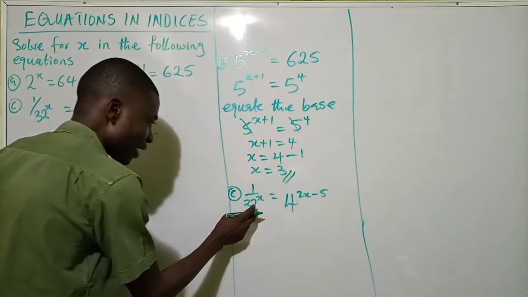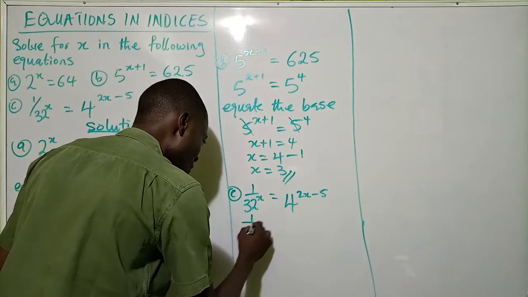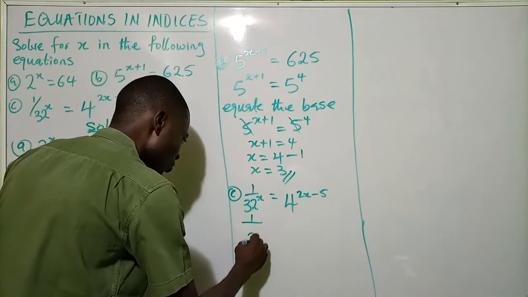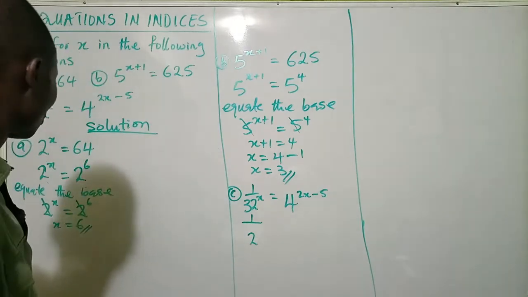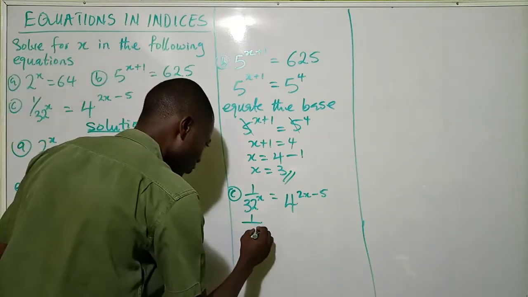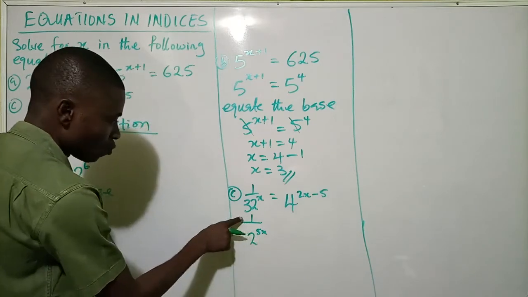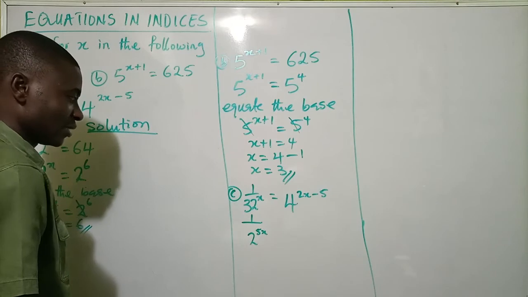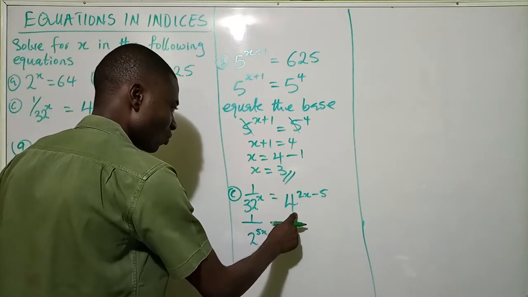So first we're going to break this down. This you are having here is the same thing as 1 over, now this 32, I'll think of 2. What will I raise to the power of 5 so that I'll get 32? Of course, it should be 2. So 2 raised to the power of 5 will give me 32, raised to the power of x. That is it.